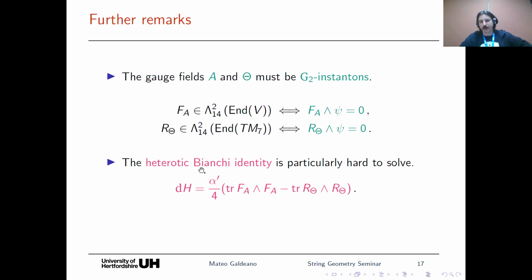Yeah, sorry. And as I insisted already earlier, the heterotic Bianchi identity is particularly hard to solve, and it's where the meat of the problem is. So we're going to need to construct some G2 manifolds that are interesting, try to find G2 instantons, and try to satisfy this equation. This is what we're going to try to do.